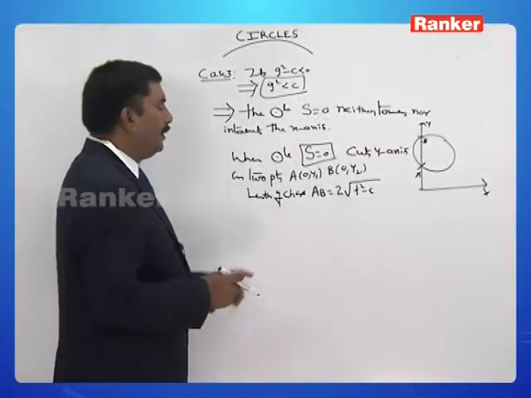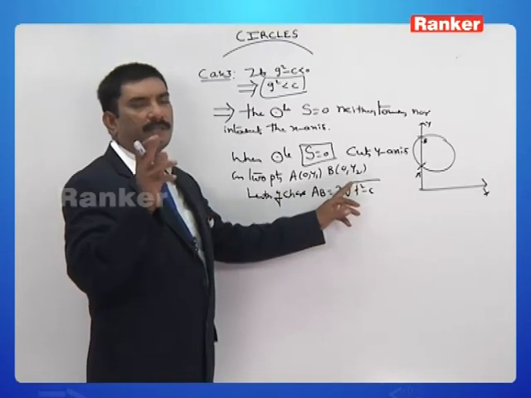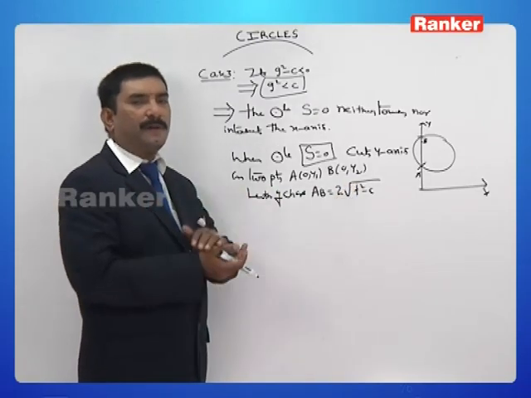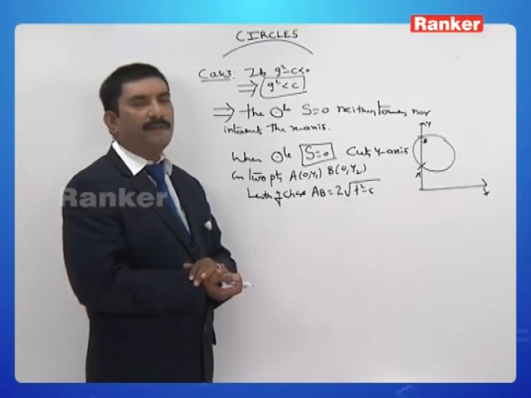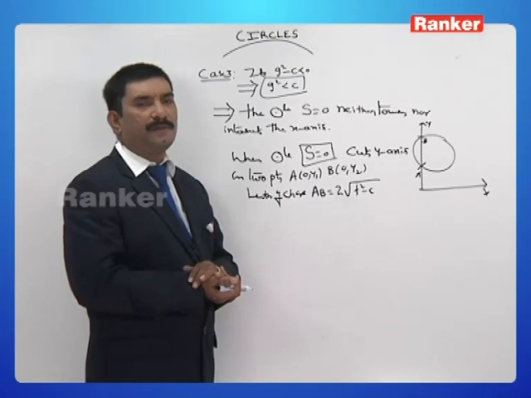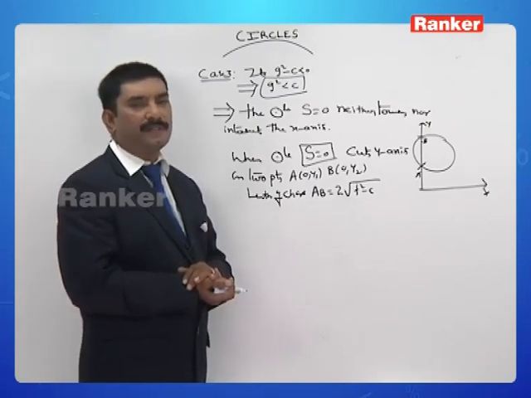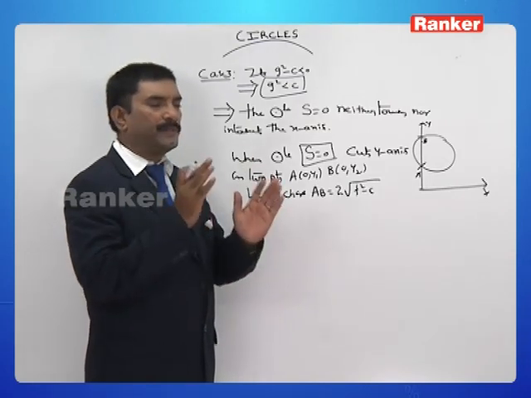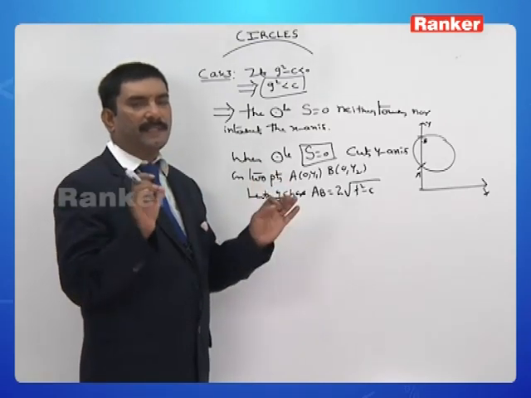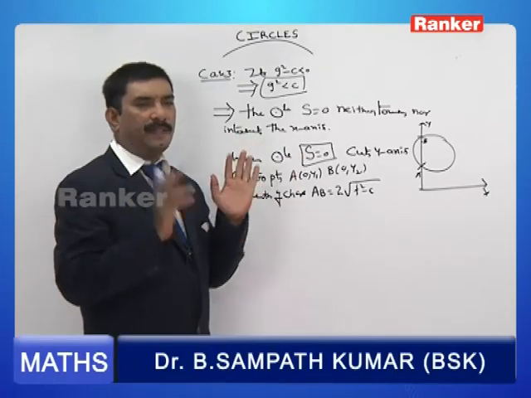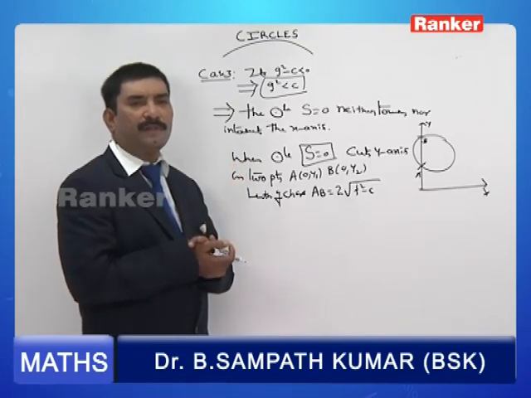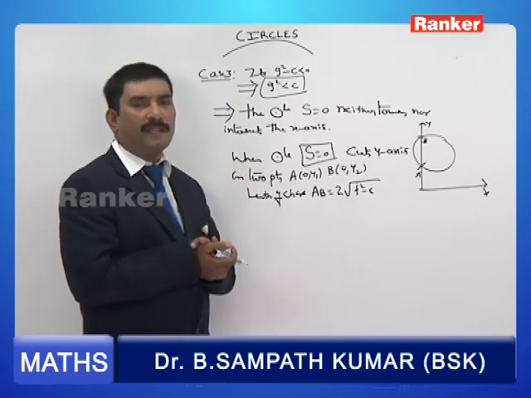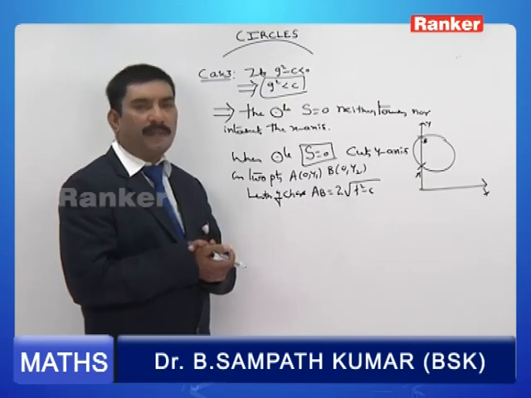Now here also, when f square minus c is greater than 0, the circle cuts the y-axis in 2 points. When f square minus c is equal to 0, then the circle touches the y-axis in only 1 point. When f square minus c is less than 0, the circle neither touches nor intersects the y-axis. This is the position of a circle with respect to the x-axis and y-axis. Now we have discussed the position of a circle with respect to the coordinate axes.